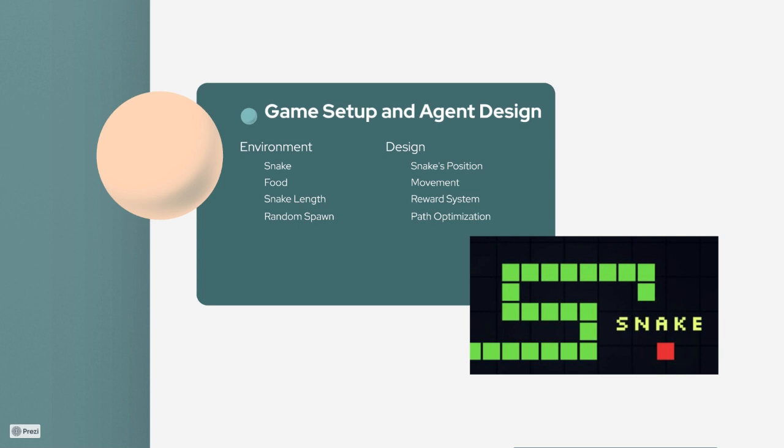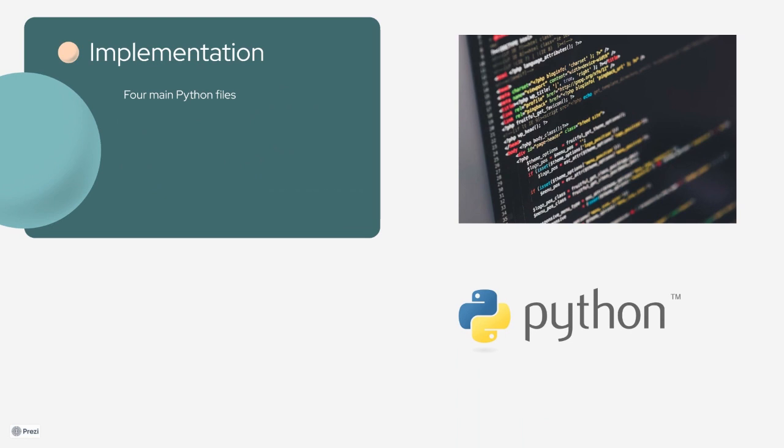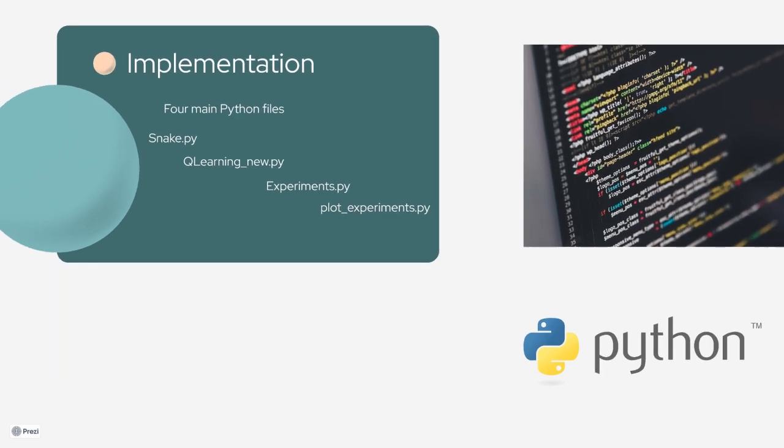In this project, we structured our implementation using 4 key Python scripts, each designed to handle specific aspects of the Q-learning application within the Snake game. This modular approach not only streamlined the development process, but also enhanced our ability to systematically test and refine the learning algorithm.